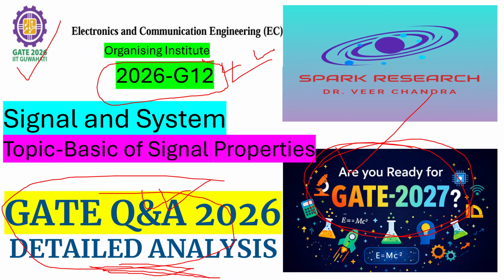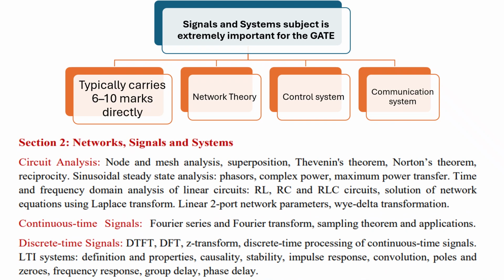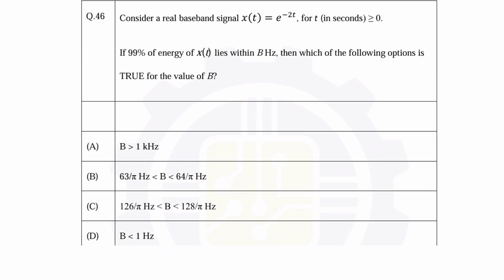Currently we are taking questions from the subject Signals and Systems, and in this session we are going to take a question related to the very basics of signal properties. Here is the syllabus, and questions may come in the range of 10 marks. These courses are very helpful for you to score good GATE marks, right? So let's take the question now.